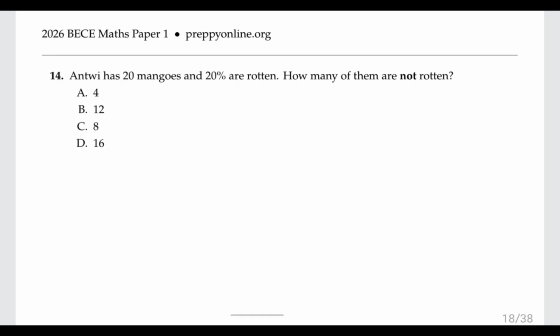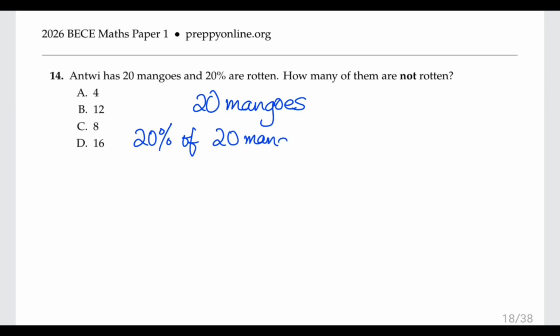The next question is question 14. Entry has 20 mangoes and 20% are rotten. How many of them are not rotten? So he has 20 mangoes and 20% are rotten. So how many are rotten? 20% of 20 mangoes. How many mangoes is that?